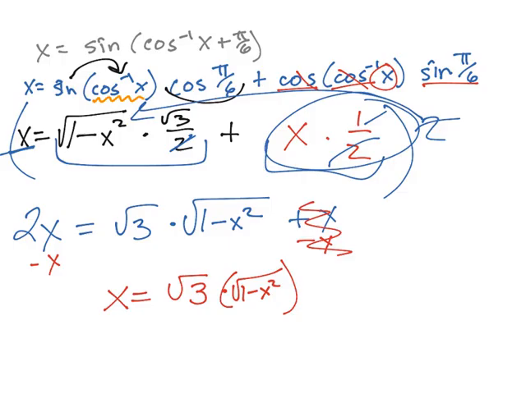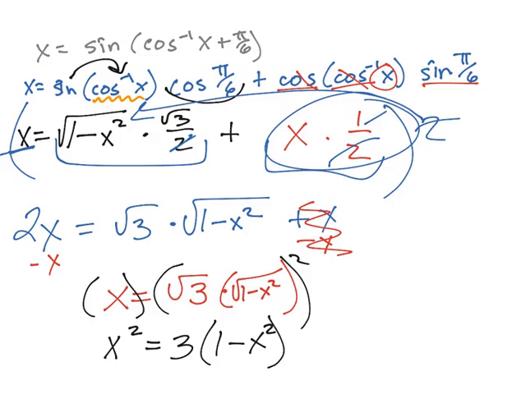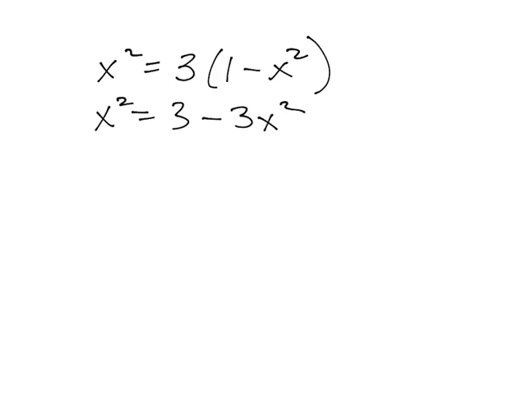I'm multiplying two things together here. Well, this is pretty ugly, so we're going to square both sides. We've got to get rid of these radicals. If I square both sides, I have x squared equals 3 times 1 minus x squared. Okay, this is not as bad as it could be. Let's go to a new page. Again, I have x squared equals 3 times 1 minus x squared. Let's distribute. So x squared equals 3 minus 3x squared.